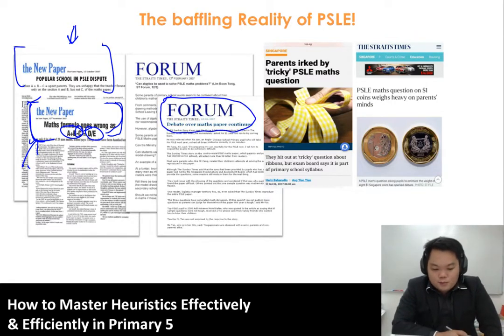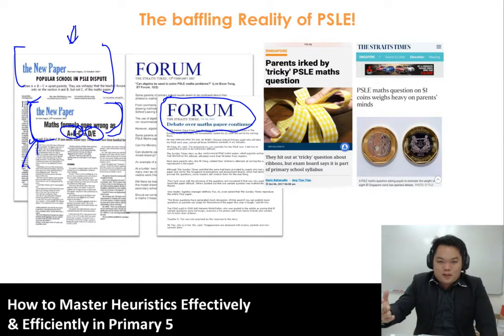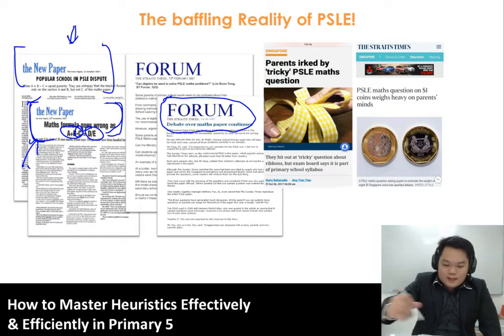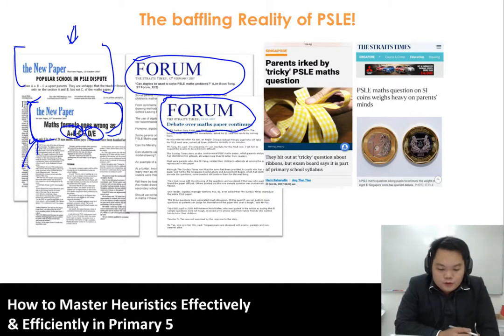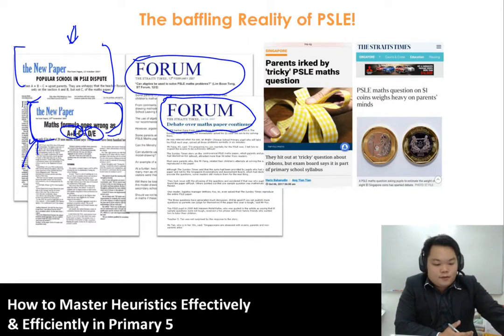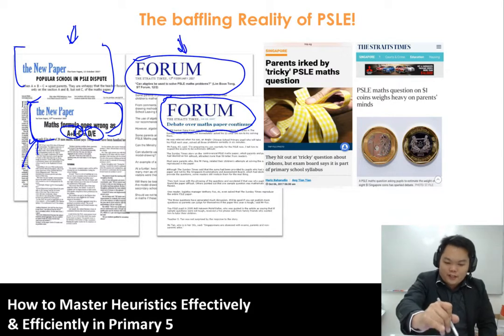Debate over maths paper continues. The summary of this article is that the parents want to see the entire paper in the Straits Times because they published 3 questions that year. So the parents wanted to see how difficult it was for themselves. And next, in this article, there was a question on whether algebra can be used to solve PSLE problems or not. So this part I will elaborate more later.